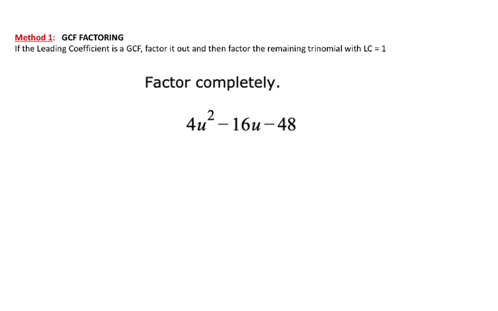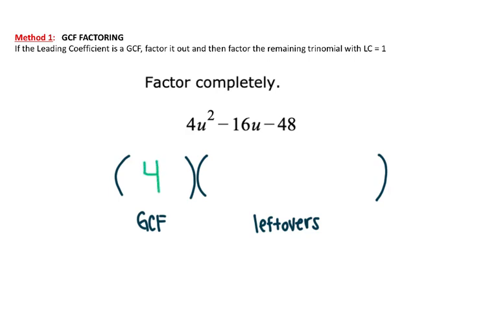Okay, in this example we have a quadratic trinomial with the leading coefficient 4, so it's bigger than 1, which makes it a little more difficult, and so we're going to try to factor out the GCF. We'll open 2 sets of brackets and see if we can separate it into the GCF in the first bracket and the leftover terms in the second bracket. And I look at each of the coefficients and I see that the GCF in this case is 4. 4 divides evenly into all 3 of those terms.